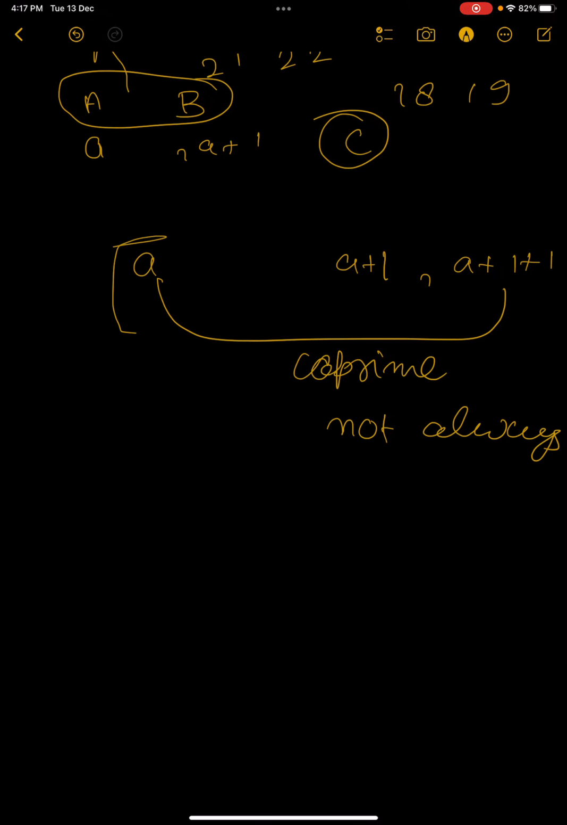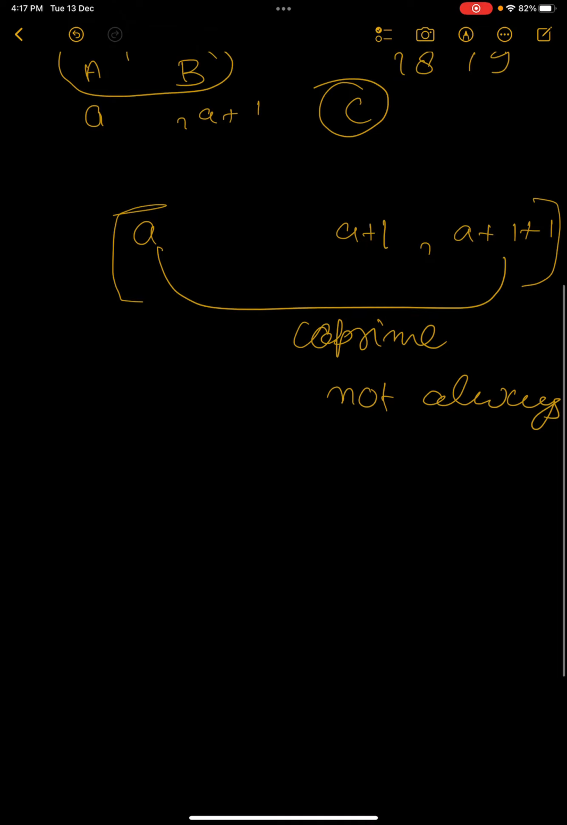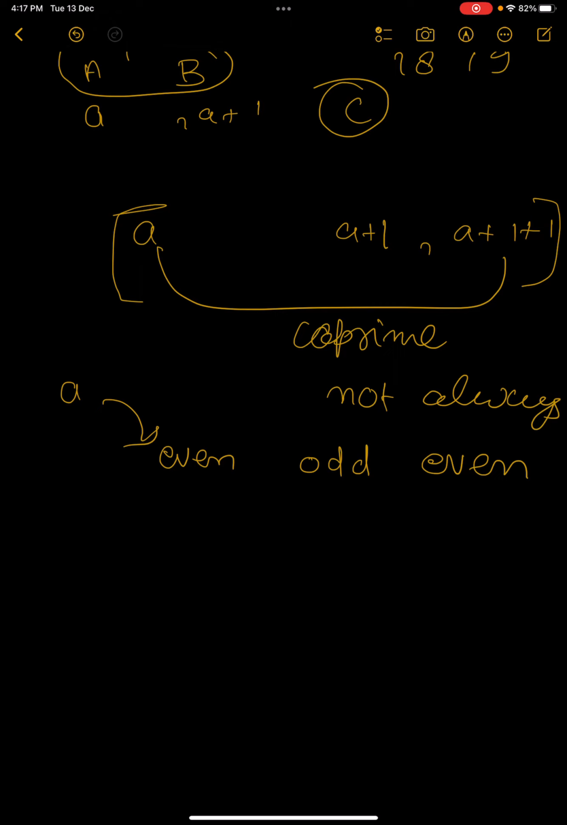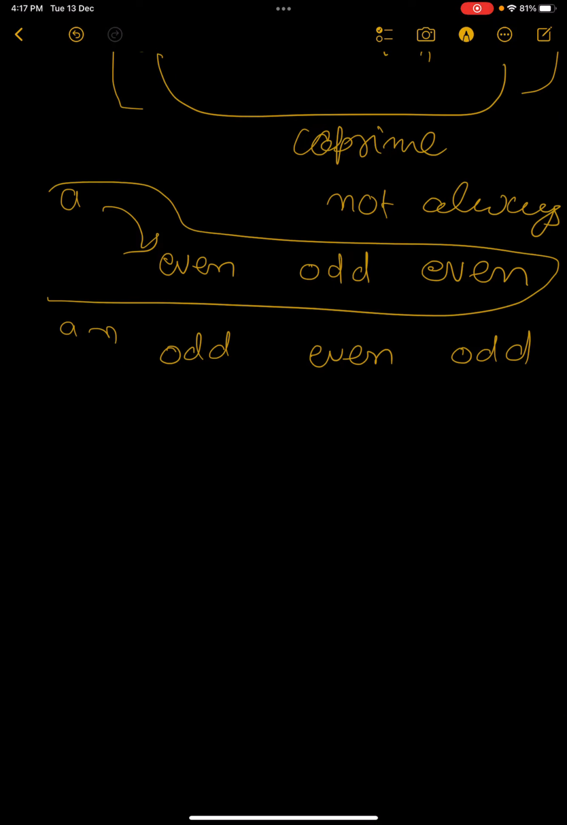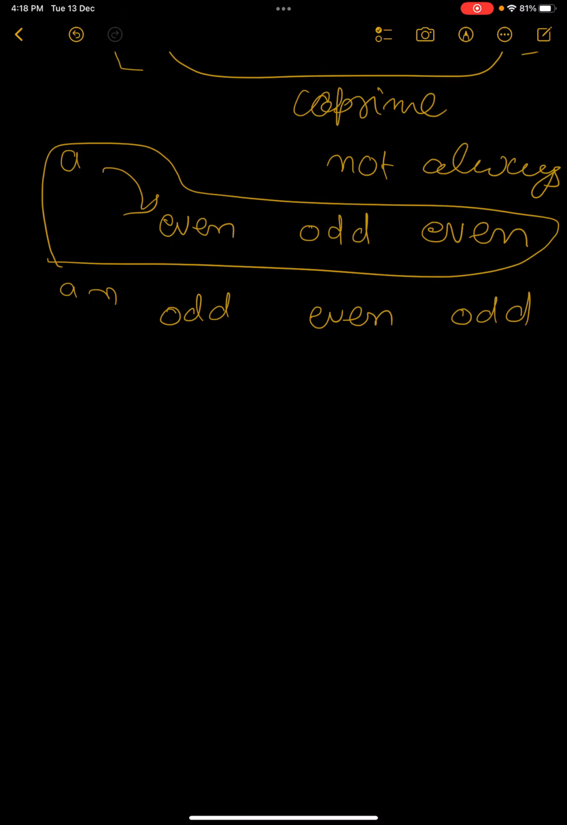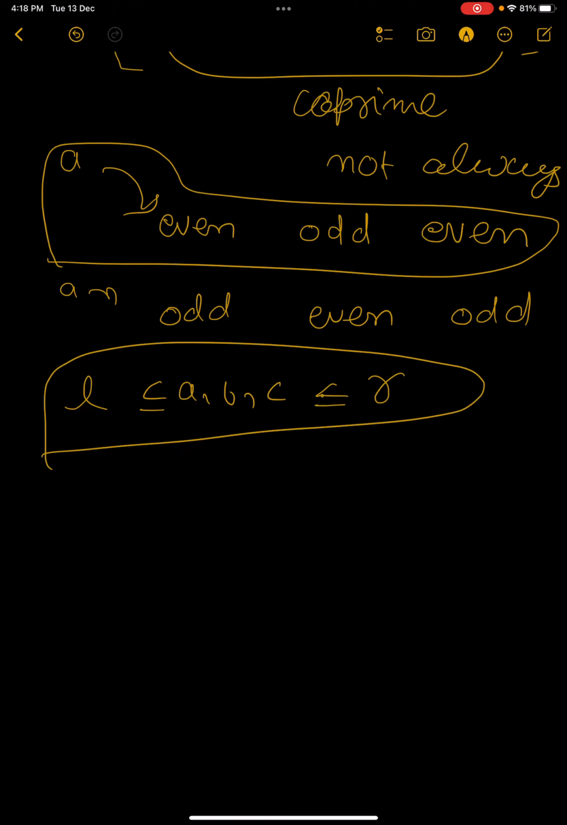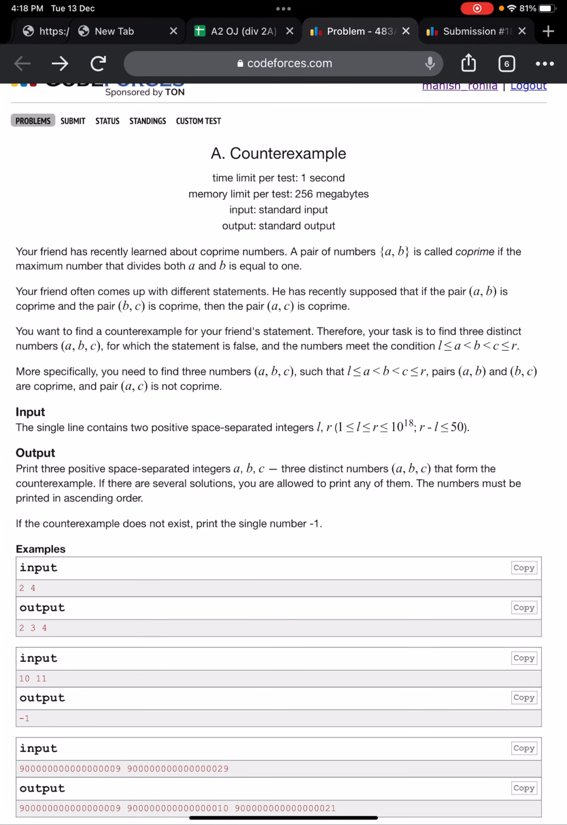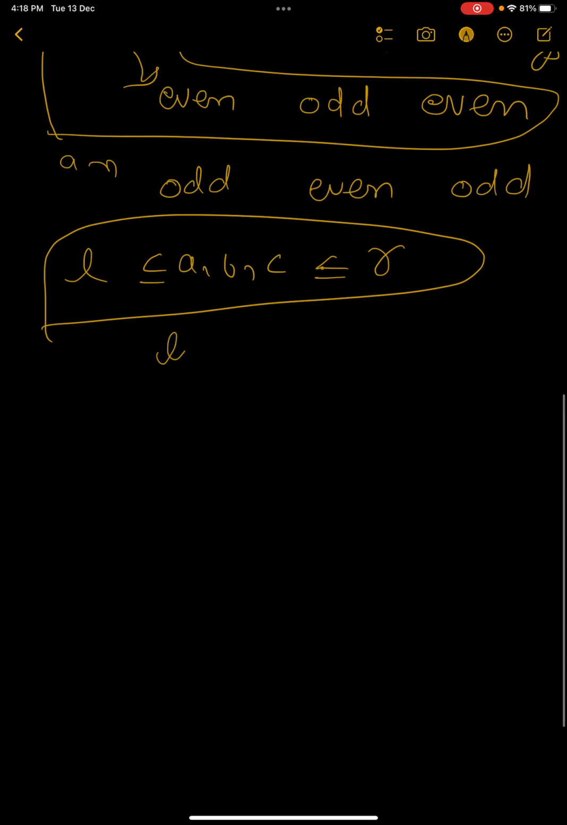One thing you can also observe is even and odd. If A is even, then if you add 1 it becomes odd, then again even. The observation says the same thing if A is odd: it will become even, then again odd. Now we simply take this case and write down our code. We have to choose our A, B, C in the range of L to R. And L and R are in the range of 10 to the power 18, so your variables should be of long int type.